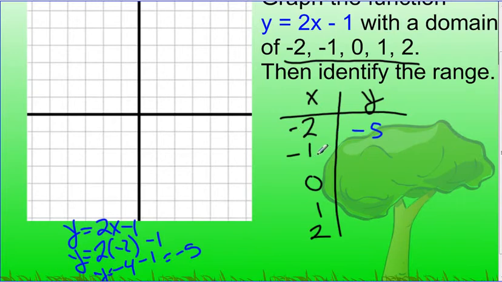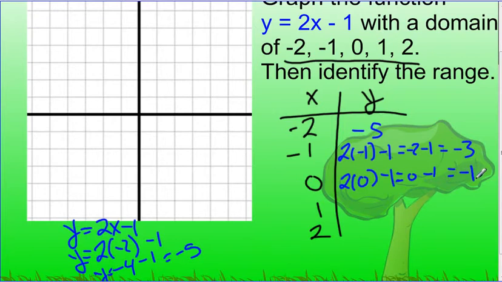For negative 1. Let's see. So I'm just going to write the whole thing over here, sort of. So I'm going to put 2 times a negative 1, because that's the x part, minus 1. Now let's see if I can do this in my head. 2 times negative 1 is negative 2. Negative 2 minus 1 is negative 3. Okay, so we got a negative 5, then a negative 3. Okay, so what about 0? So 2 times 0 minus 1. Well, 2 times 0 is 0, and 0 minus 1 is negative 1.